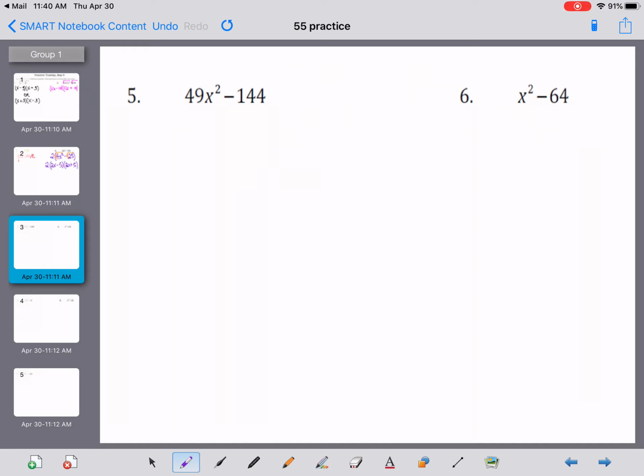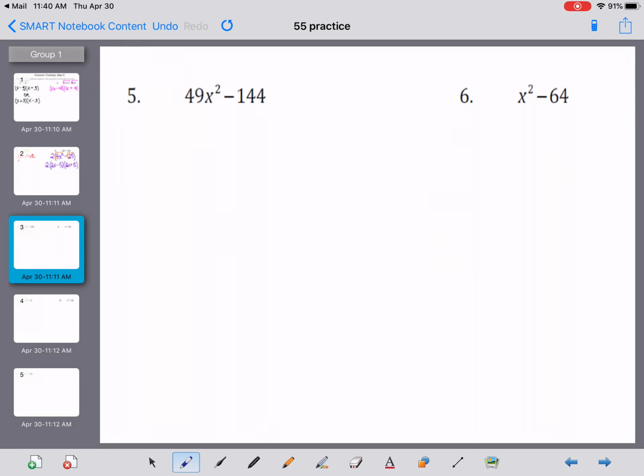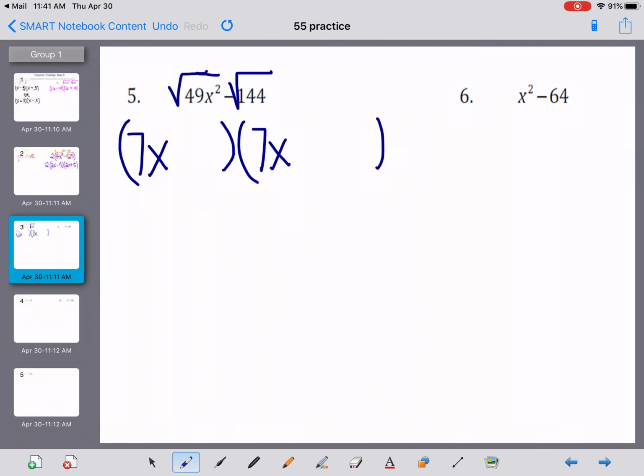So we always have to keep in mind our different methods of factoring as we finish out the year with factoring here. When we look at our next problem, we can take the square root of 49 and we can take the square root of 144. Once we determine we're taking the square root, we're going to set up our two parentheses. The square root of 49 is 7. The square root of x squared is x. The square root of 144 is 12. And then we're going to have different signs.